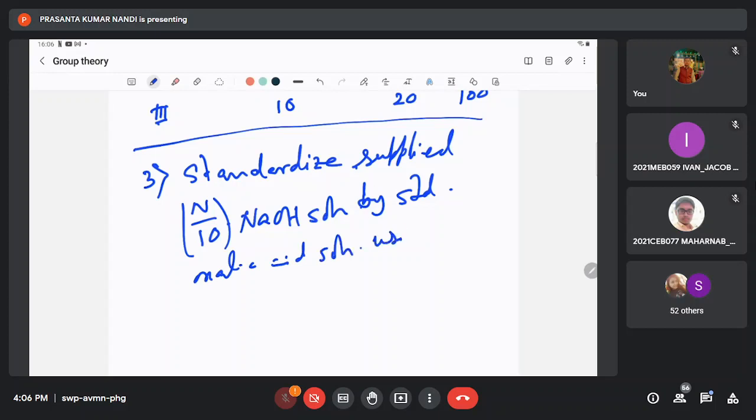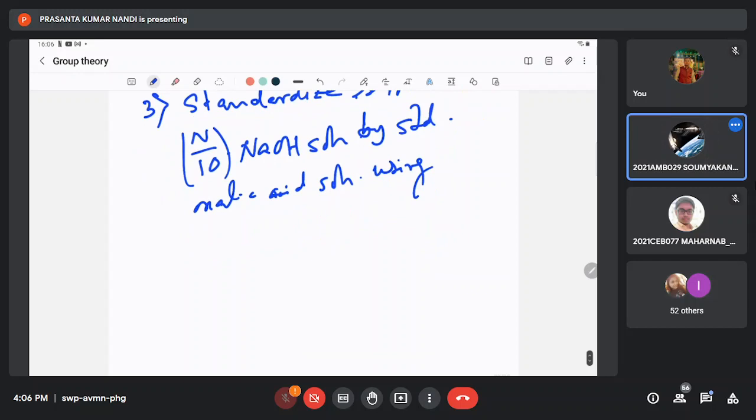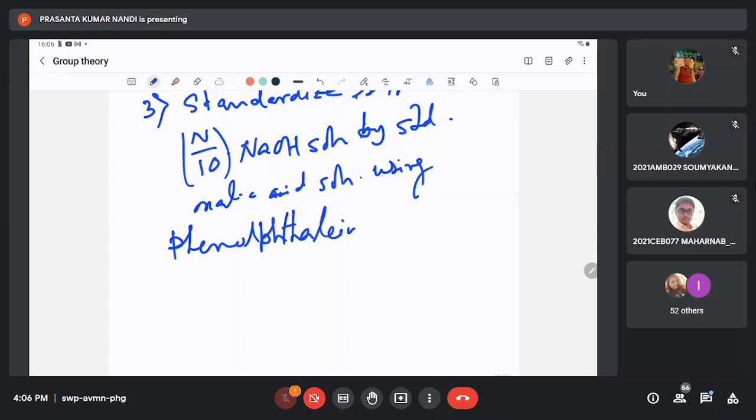Now, which indicator can you use? Potassium permanganate? In an acid-base titration, how can it be potassium permanganate? It is an oxidizing agent, no? Using phenolphthalein as indicator.